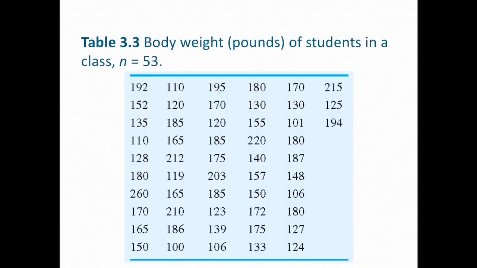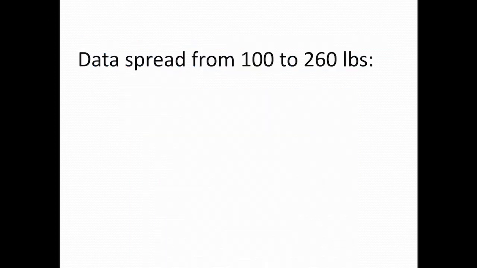So here we have another example where we have the body weight in pounds of students in a class. So we have 53 students here, and this is their weight. As you can see, you have all over the place from 110 to 260. Not sure if it's higher or lower than that, but there's a lot here. So when we're doing our stem and leaf plot for this, how are we going to set this up? We've got to think about this in a couple different ways. And so our data spreads from 100 to 260. So there must have been 100 in there I didn't see.